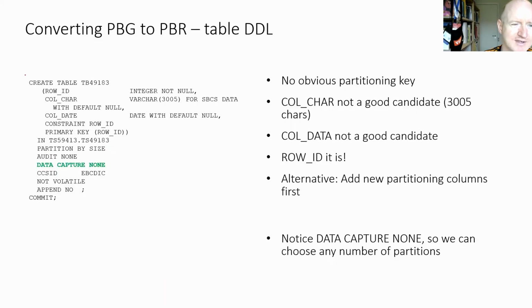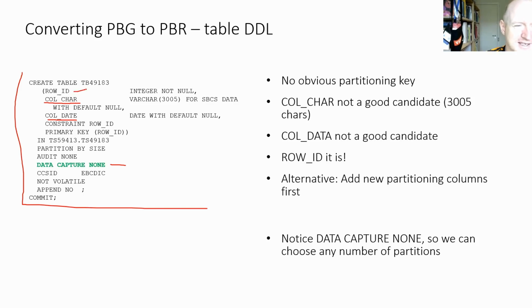Okay, so then we have the table DDL for the existing table. We note that it has DATA CAPTURE NONE, so I can choose the number of partitions freely. I can go higher or larger. Then I have to choose a partitioning key. There's really no obvious partitioning key in this specific table. I have this column, which is 3,000 characters, so probably not a good choice. There's a date, so I looked into the data in this table, and it turned out that the date was not really a good candidate. It did not have much variation in the data in the table.